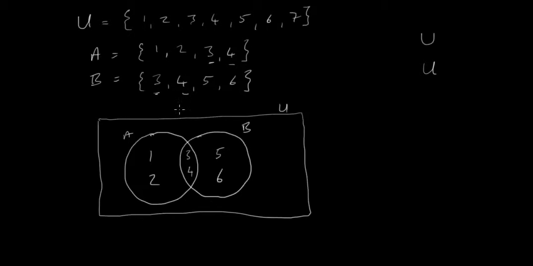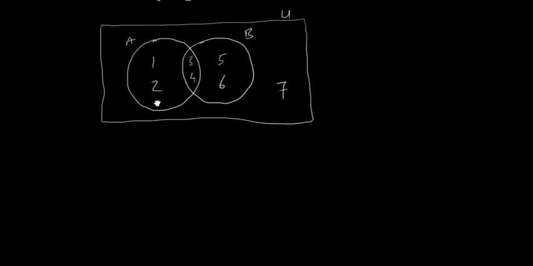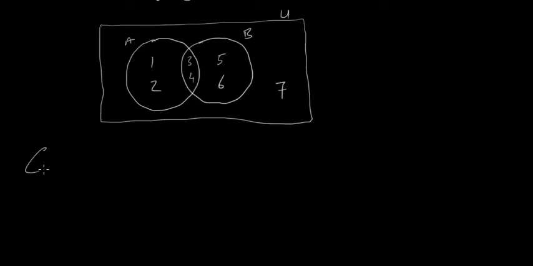So we've represented A and B here, but look at our universal set. We also need to include the number 7. 7 is not in A or B, so we put that out here. Now we've represented all of this information using a Venn diagram, including the universal set. Now, let's have a look at another term that we need to use when we talk about sets, and it's called the complement. The complement of a set.